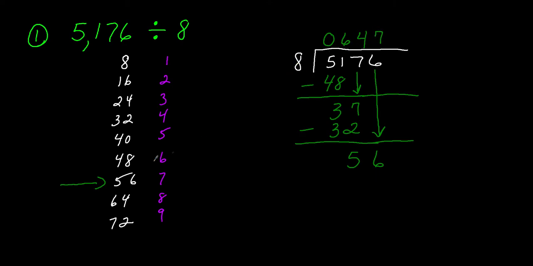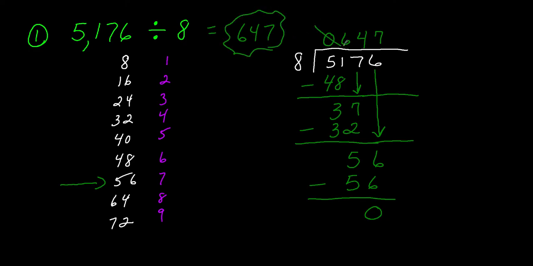8 times 7 is 56. I write this 56 right below this 56. I subtract, and 56 minus 56 is 0. So there's no remainder. It comes out perfectly, and I'm done because I've used every digit here. I've brought down every digit. So my answer is 647. There we go.